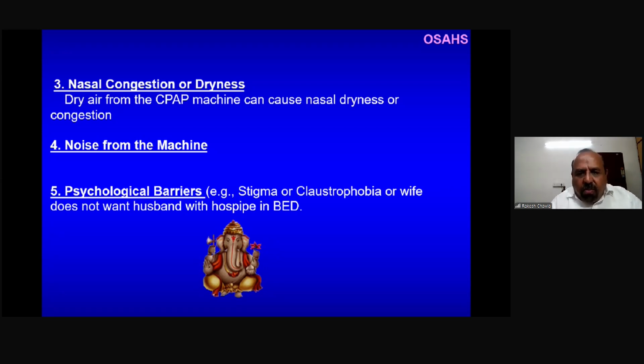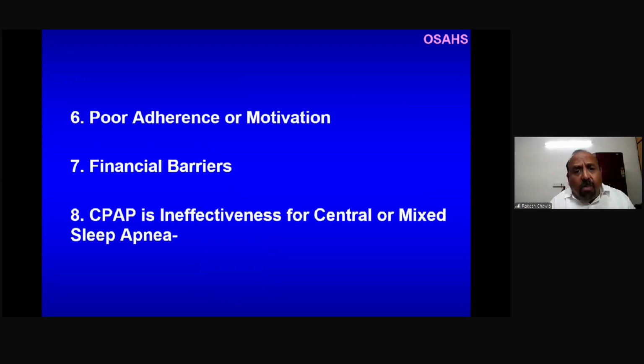or the wife will come and say, I do not want my husband with a hose pipe in bed looking like Ganesh. This is an experience which I am telling you, not in the literature, but wives say this, that I cannot see him like this in the bed. Poor adherence or motivation, financial barriers. CPAP is ineffective for central or mixed sleep apnea.